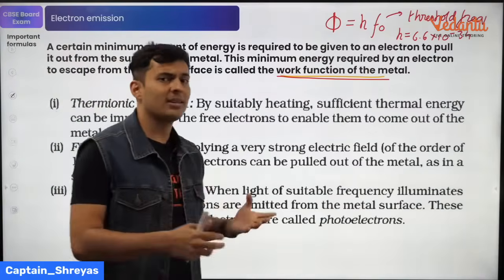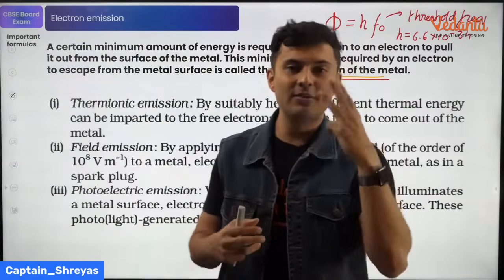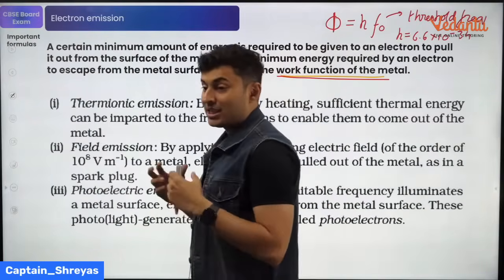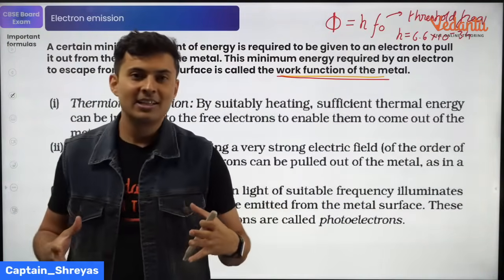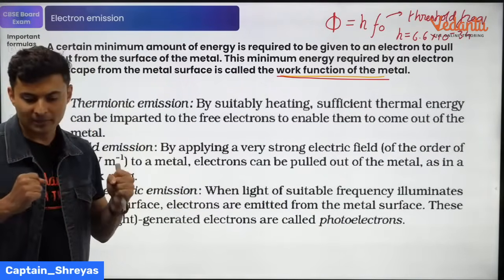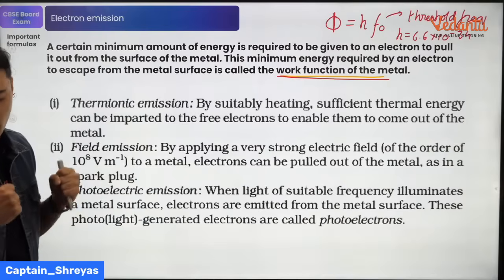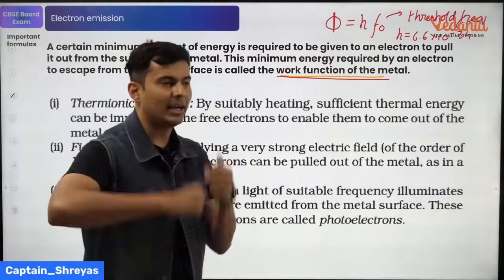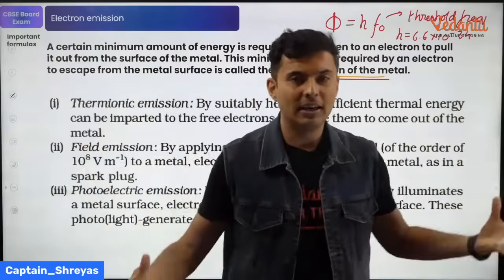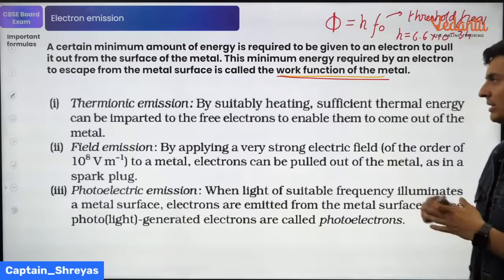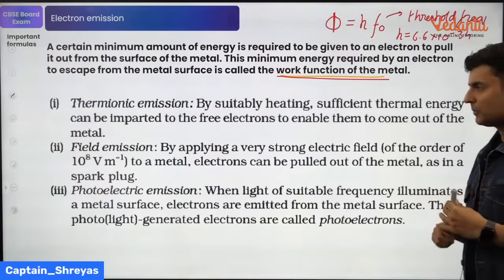Now, how do you give this energy? It's up to you. There are 3 different ways. First one, thermionic emission. Thermal means temperature, that means heat. So you heat that body. If you heat that body, what will happen? There will be collisions. The atoms will move left and right, top, bottom. They will knock out the electrons. So the heat energy is utilized in knocking the electrons. That is what is thermionic emission.